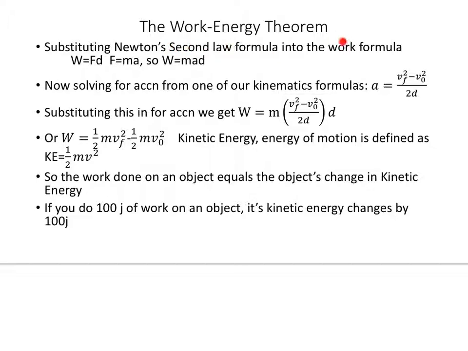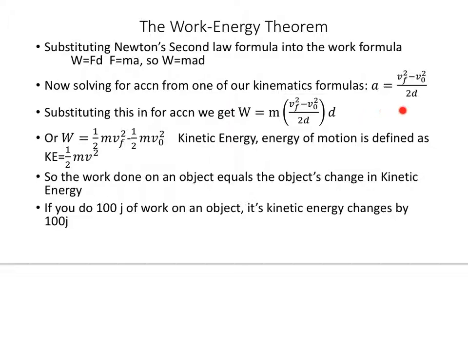Okay, so the next thing is the work-energy theorem, and we're actually going to derive this because it's actually pretty easy. So the way that we're going to do this is we're going to substitute Newton's second law equation into the work formula. Okay, so we're going to be assuming here that the force and the displacement are in the same direction, so work is equal to force times displacement. F equals ma, we're going to substitute that in for the F, so that gives us work is equal to mass times acceleration times displacement.